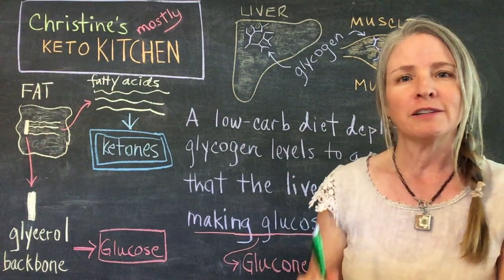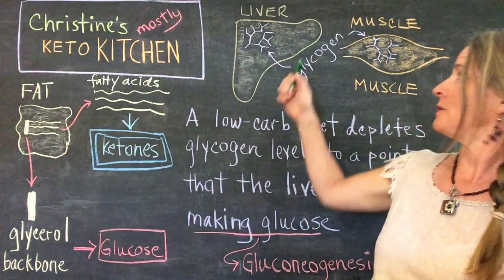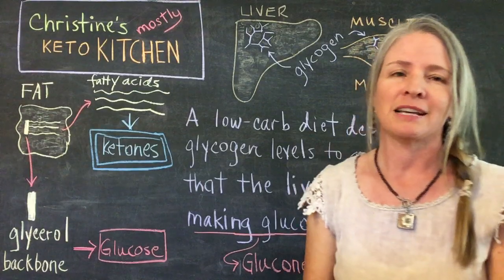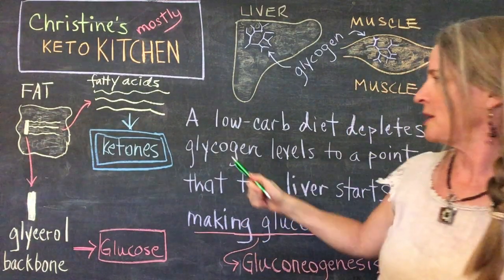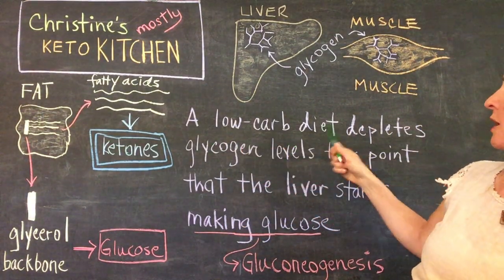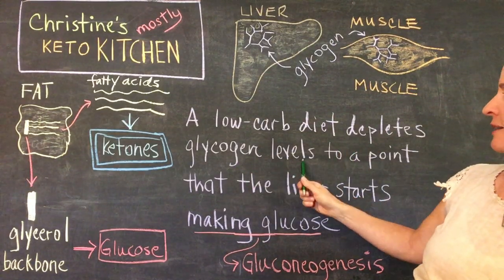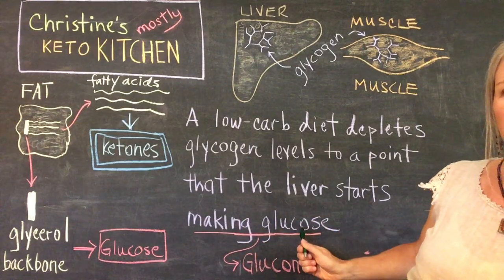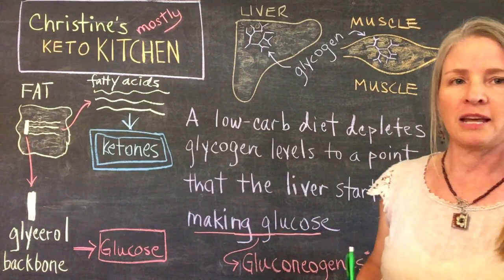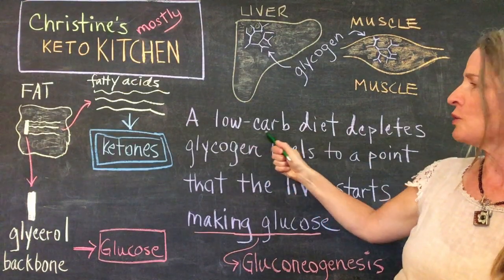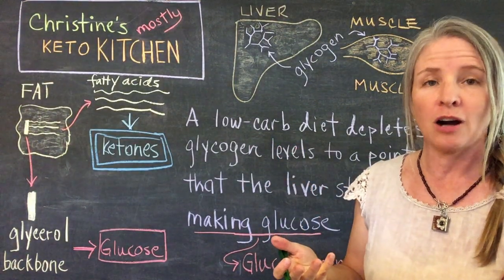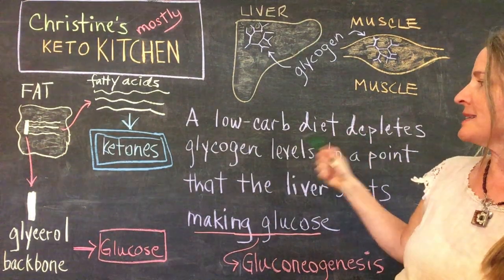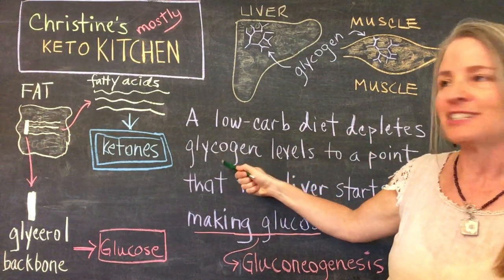Okay, so I've got three different types of cells that I'm showing up here. We've got muscle cells over here, liver cells, and then fat cells. And really the crux of it is what I've written here in purple. A low-carb diet depletes glycogen levels to a point that the liver starts making glucose. So just take a moment to think about that. If you're not taking in a lot of carbs, that means your glucose and fructose levels are going to be low, and that's going to deplete glycogen.